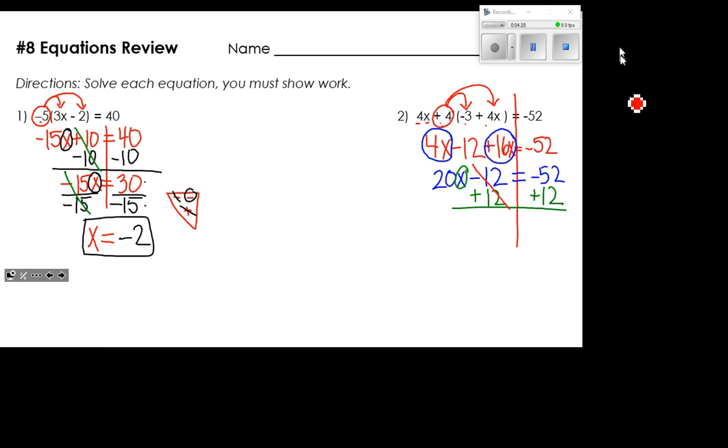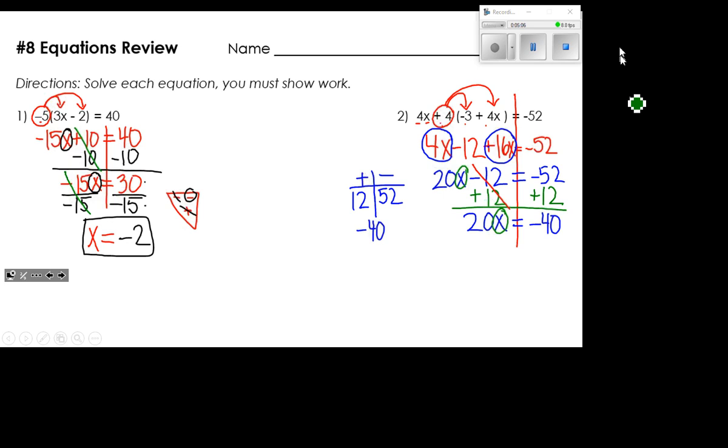So now we can bring down 20x equals, and we have -52 plus 12. Let's make a T-chart. -52 is on the negative side. 12 is on the positive side. So we know that the negatives are winning, and they are winning by 40 points. So 20x equals -40.